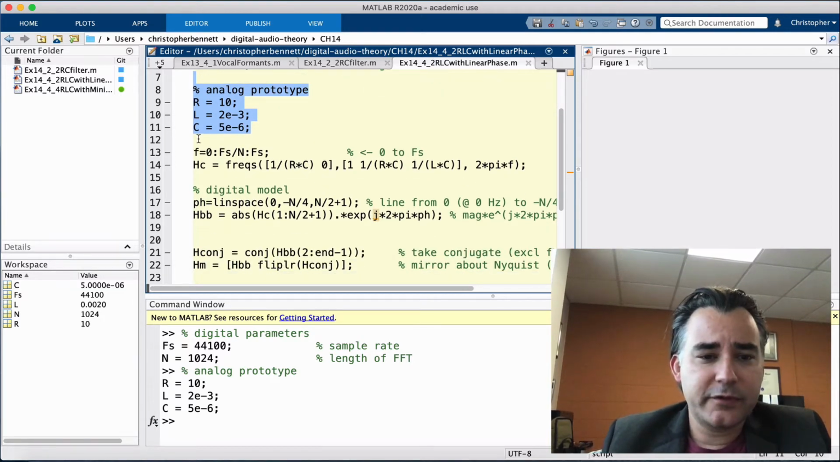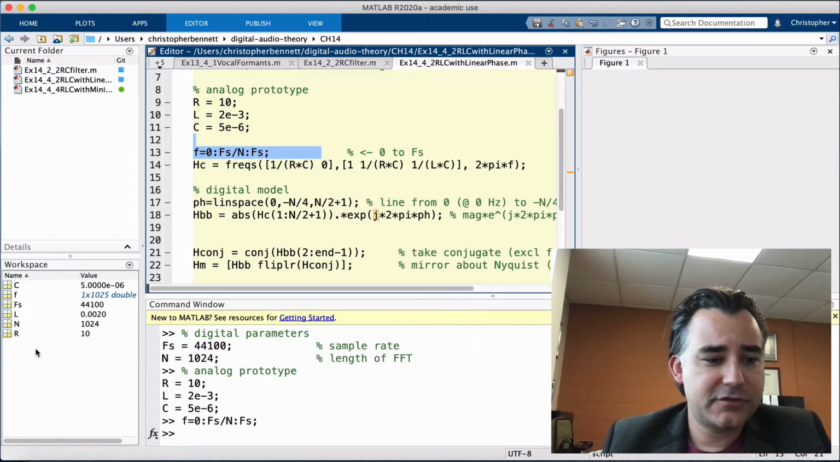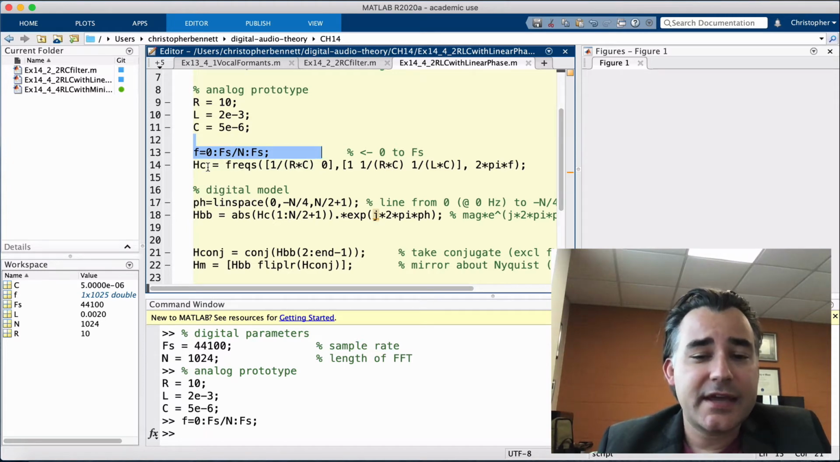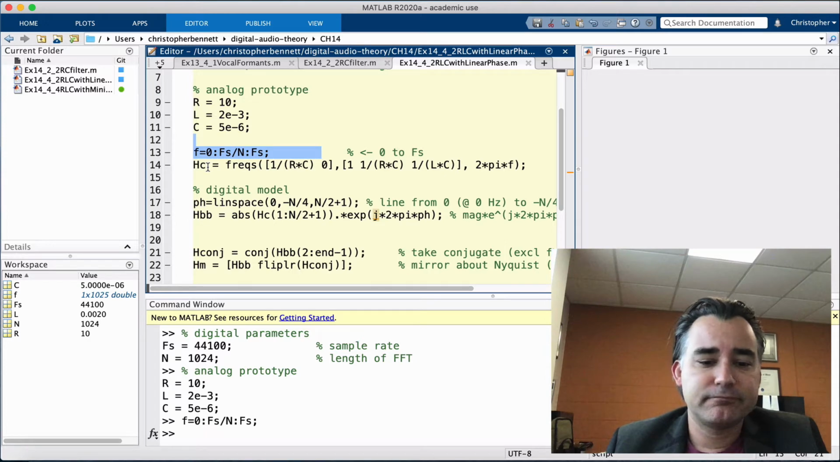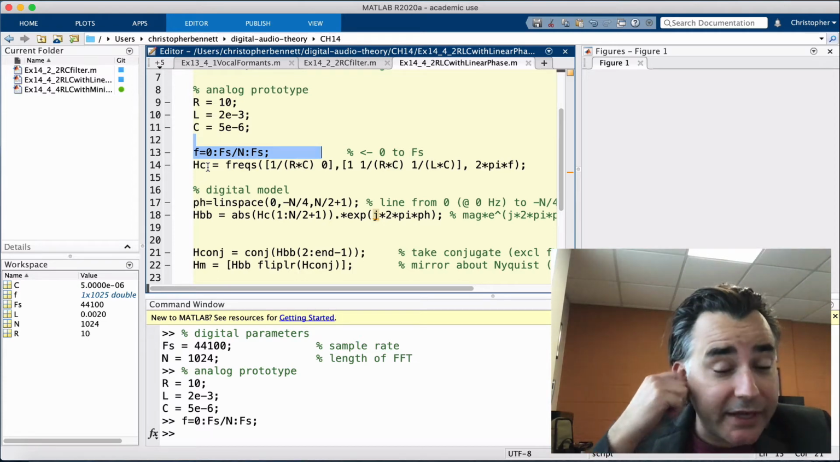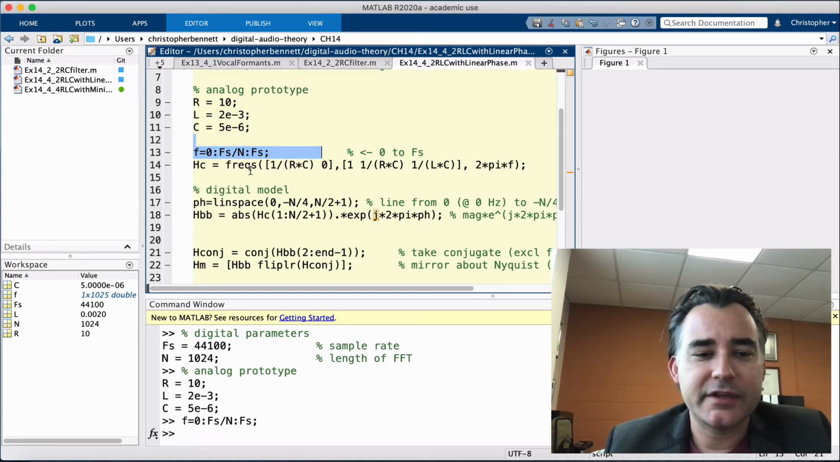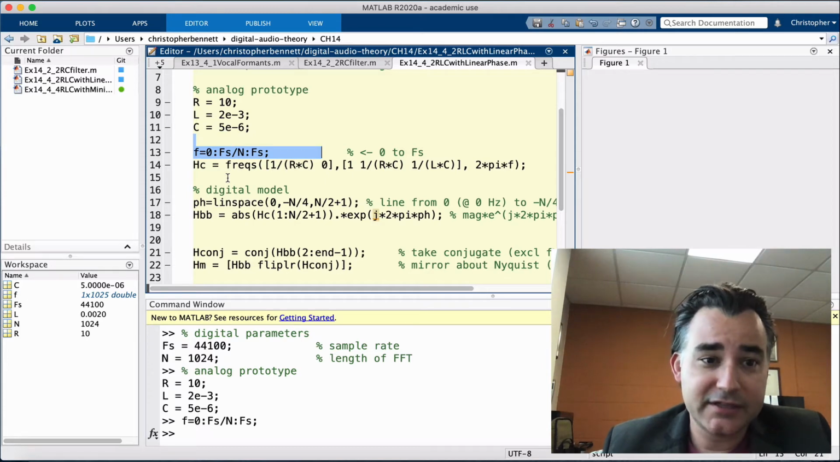So we're going to construct our frequency vector here from 0 in steps of fs over N all the way up to fs. So f should have 0 up to fs. Okay, so this is a textbook lookup type of thing. Digital Audio Theory does not cover any sort of analog or Laplace theory. So if we look it up, though, we can find, even just on Wikipedia, the transfer function for a continuous RLC.